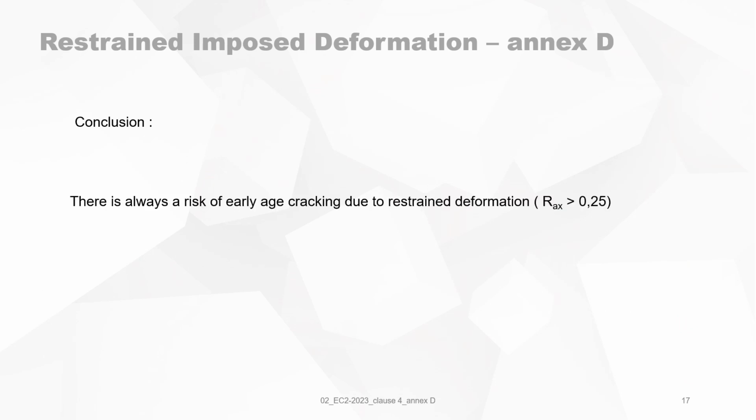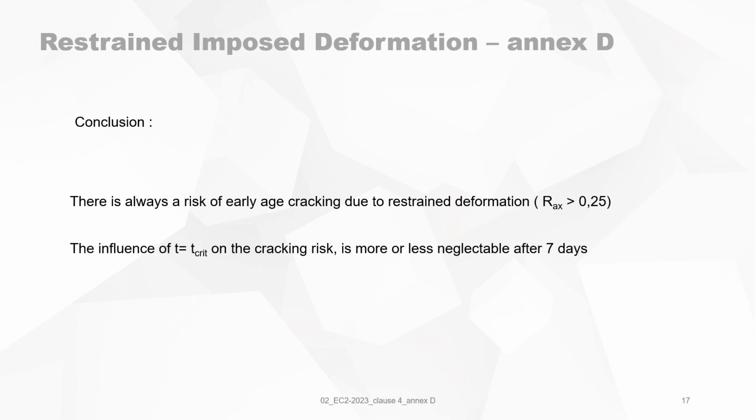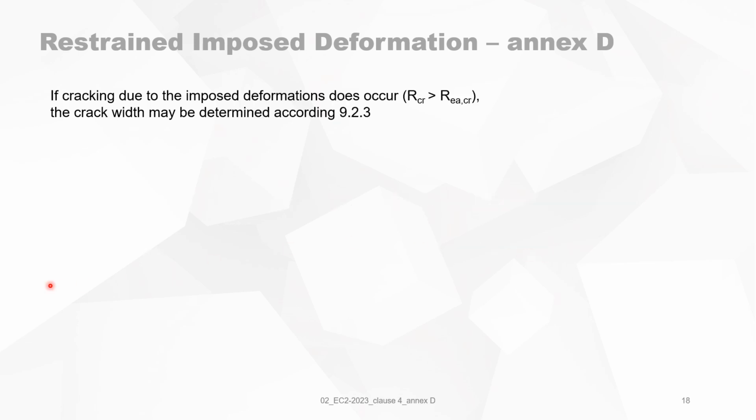Conclusion: there is always a risk of early age cracking due to restraint deformation when the restraint factor is bigger than 0.25. And the influence of T equals T critical on cracking risk is more or less negligible after 7 days. It means that you can take T critical equal to 7 days, because after 7 days, the influence is not that big.